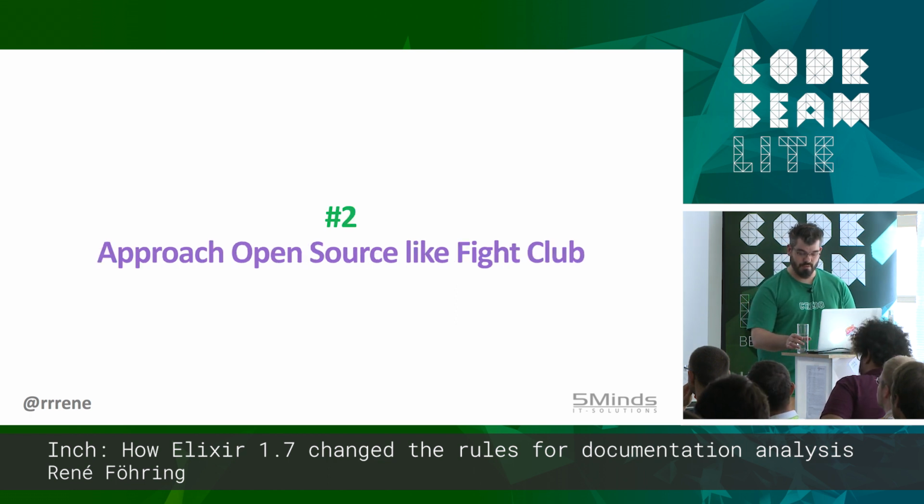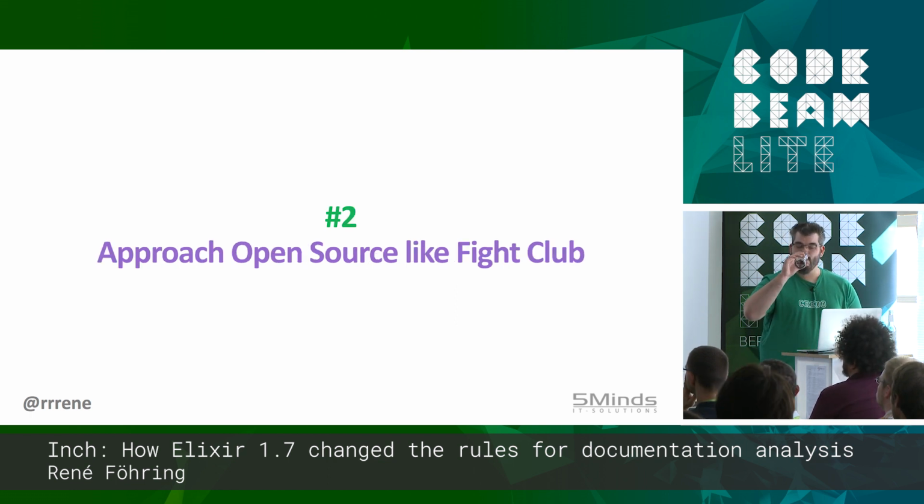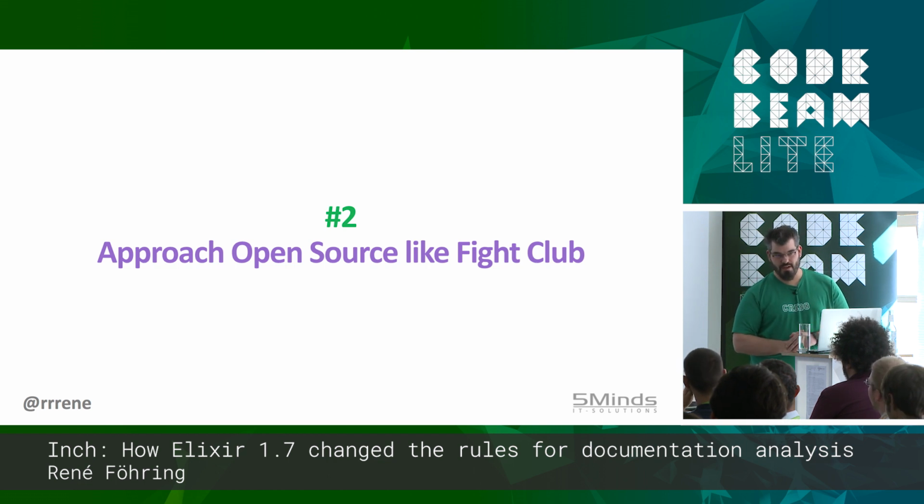Number two. There are two important rules in open source reminiscent of the first two rules of Fight Club. Number one, you can't do it alone. Number two, you have to do it alone. You can't do it alone because you need users and contributors and people filing bug reports and giving feedback.